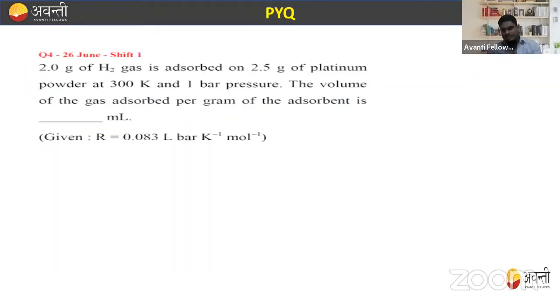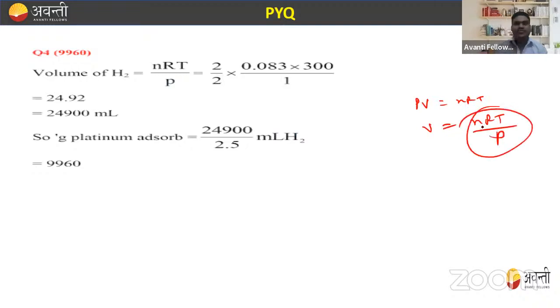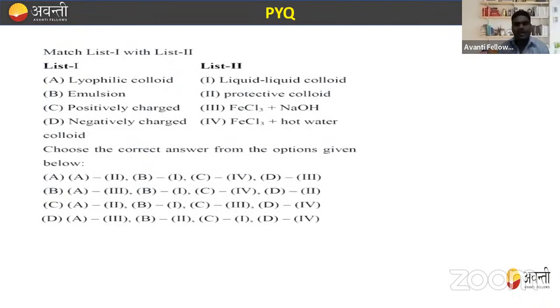Now again, the question is coming from the same topic. 2 gram of hydrogen gas is adsorbed on 2.5 gram of platinum powder, and we need the volume of the gas adsorbed per gram of the adsorbent. We know that PV is equal to nRT. So what is V here? V is equal to nRT upon P. Just putting the values, we get 24,900 ml. So the volume per gram of platinum is this upon 2.5 ml of H2, that is 9960. So this is the correct answer.